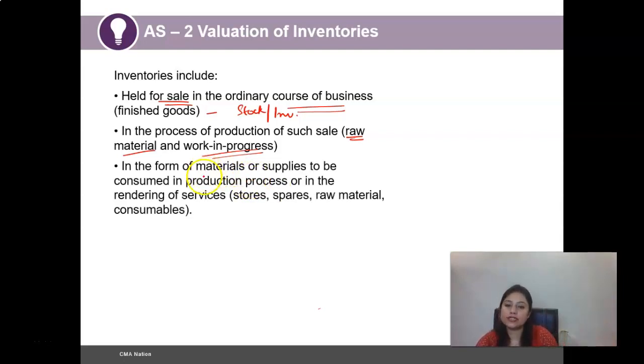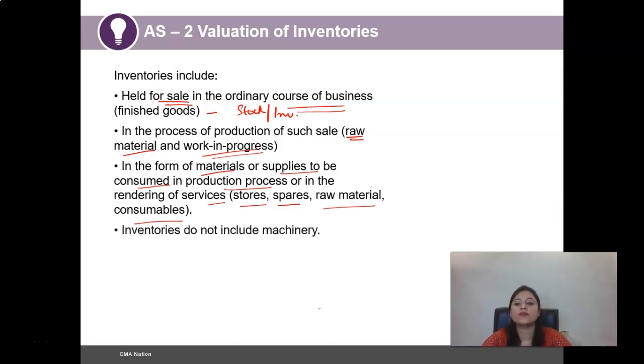Then materials or supplies to be consumed in the production process or in the rendering of services, be it stores, spares, raw material or consumables, would be part of the inventories. However, inventories will not include any machinery, even if the machinery has been procured in order to convert raw material or processed goods into a finished good. No machinery would be considered an inventory in the case of any business.